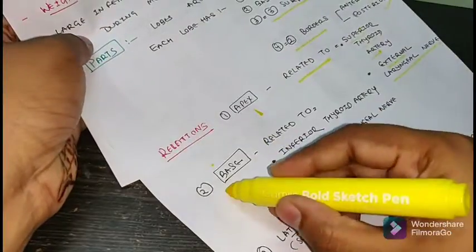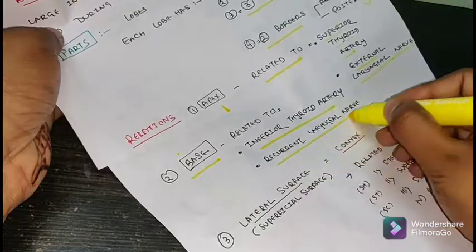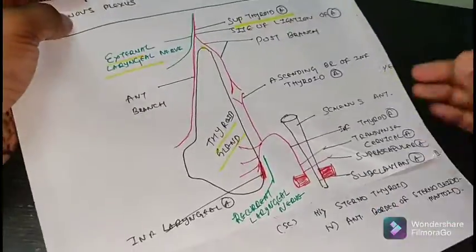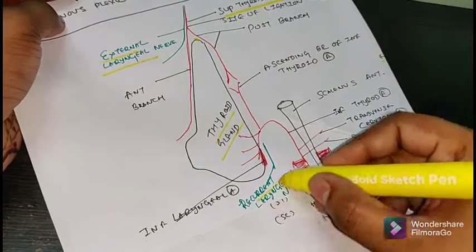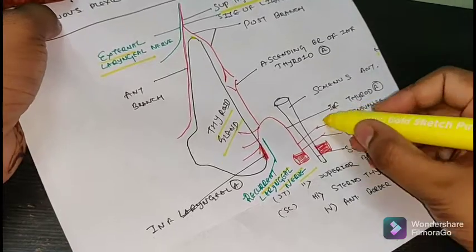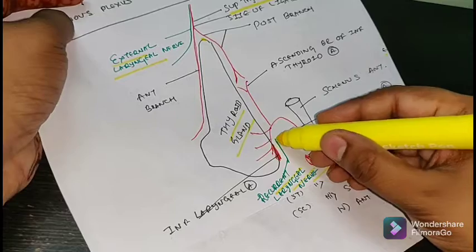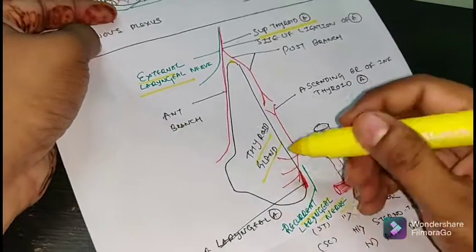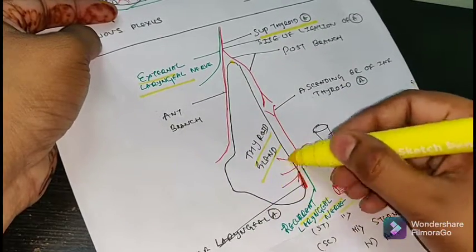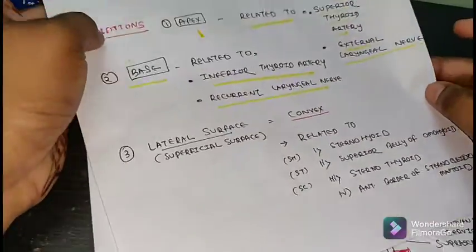Then next, we can see the base. The base is related to the inferior thyroid artery and the recurrent laryngeal nerve. Here you can clearly see this is the recurrent laryngeal nerve, and this is the inferior thyroid artery. This is the inferior thyroid artery and this is the recurrent laryngeal nerve, and the thyroid gland's base is this one. So I have made this clear to you now.